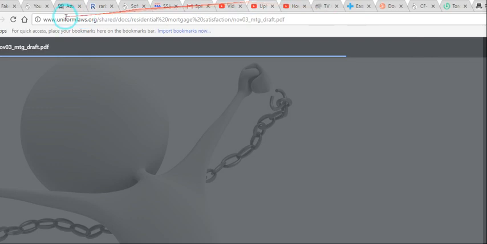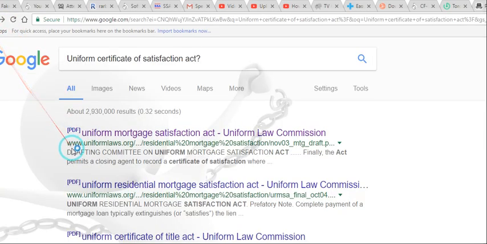What in the world is happening? You see how this thing just paused? It's not that big of a document. It's only about 11 pages. The Certificate of Satisfaction, it's called the Certificate of the Mortgage Satisfaction Act. So it's the Uniform Mortgage Satisfaction Act. It's not that big of a document, and it's getting on my nerves because we should have just gone to the page.